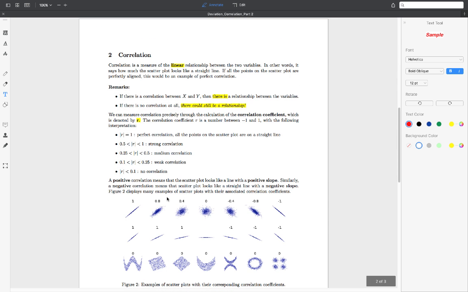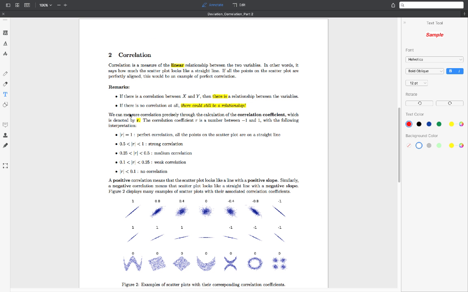Correlation, specifically talking about correlation, is a measure of a linear relationship between two variables. So specifically a linear relationship. In other words, it says how much your scatter plot might look like a straight line. If all points on the scatter plot are perfectly aligned, it would be an example of perfect correlation. We'll see that again later in the Excel video.